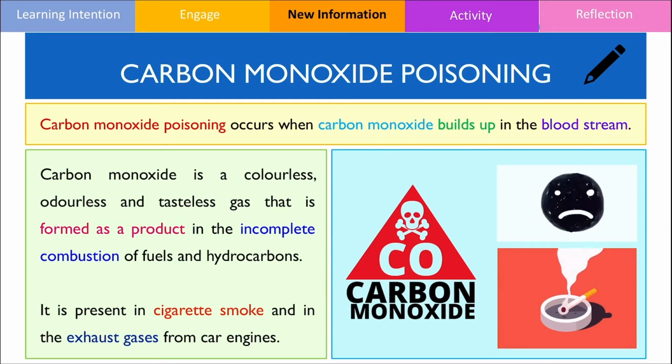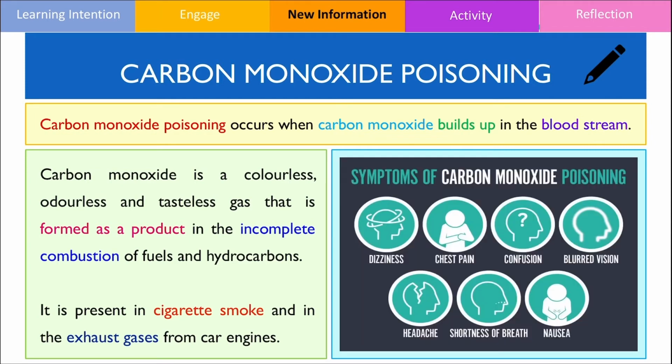Due to a lack of oxygen getting into the cells, symptoms of carbon monoxide poisoning include dizziness, chest pains, confusion, blurred vision, headaches, shortness of breath, and nausea. In the worst case scenario, prolonged exposure to carbon monoxide can lead to death. Let's unpack and learn the chemistry behind carbon monoxide poisoning.